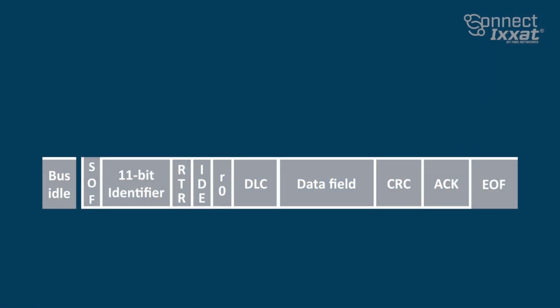A CAN message primarily consists of the identifier, which defines the priority of the message and the type of data being transmitted. It further contains the control field, which includes information about the length of the data. After that, the data field carries up to 8 bytes of payload. And finally, there's the CRC, or cyclic redundancy check, which is being used to ensure the integrity of the message data. Additional fields include the acknowledge field and the end of frame markers that mark the actual end of the message. This structure allows for a robust and efficient data exchange in automotive and industrial applications.